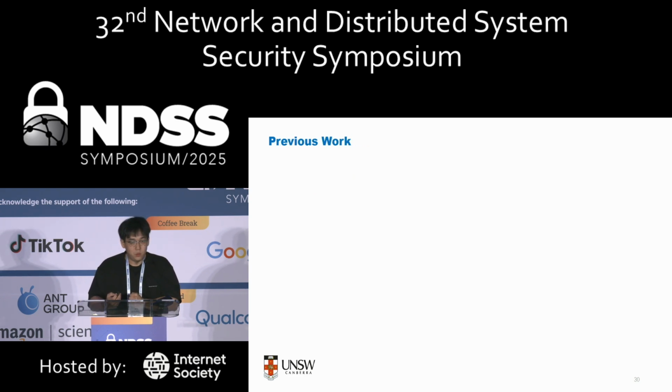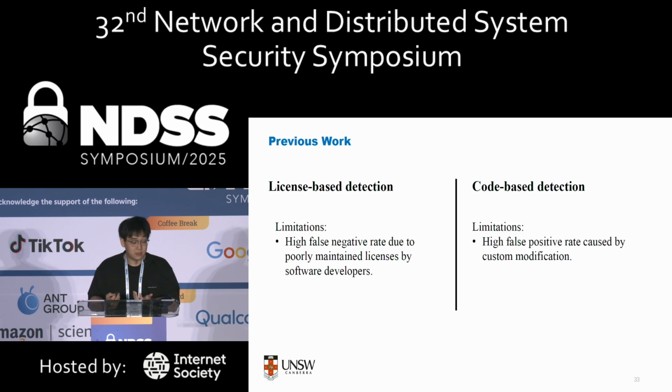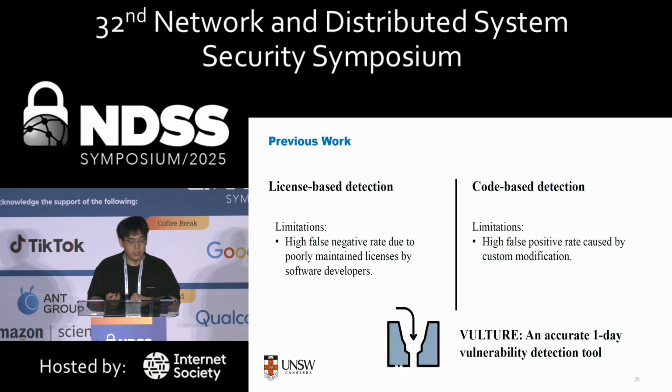There are many previous works focusing on this area. Their topic might be supply chain security or third-party library security, and most of them can be categorized into two groups. The first group is license-based detection, and the second group is code-based detection, but most of them suffer from many limitations. License-based detection suffers from a high false negative rate due to poorly maintained licenses by software developers, and code-based detection might suffer from high false positives because there are many custom modifications. To fill this gap, we developed our new tool, Vulture. It is an accurate one-day vulnerability detector.